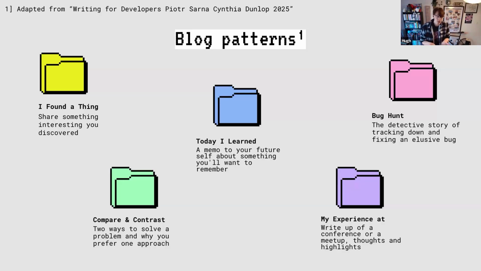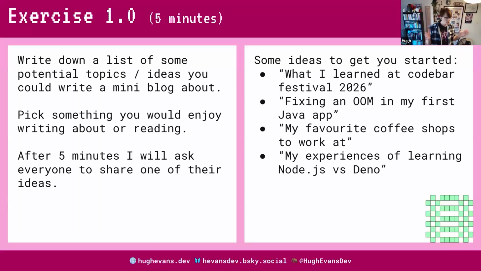So you could write one for Codebar Festival, being like, here are the sessions I went to, here are the ones I found interesting, and here's what I'd like to see next year. So something like that. And again, you can find examples of these patterns really easily online just by searching for pattern name and like blog. And this idea is adapted from Writing for Developers, which is a book that you can find at all good booksellers. So we've done a whistle-stop tour of the process of ideation for blog writing.